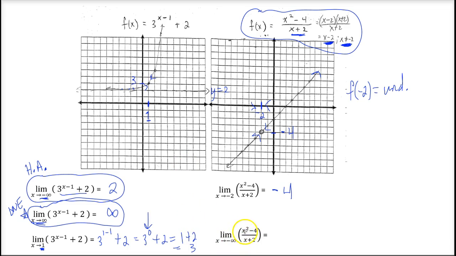Now for this example, we know as x approaches negative infinity for the same function, as x gets more negative, the y's get more negative. So again, we can answer that as just negative infinity.